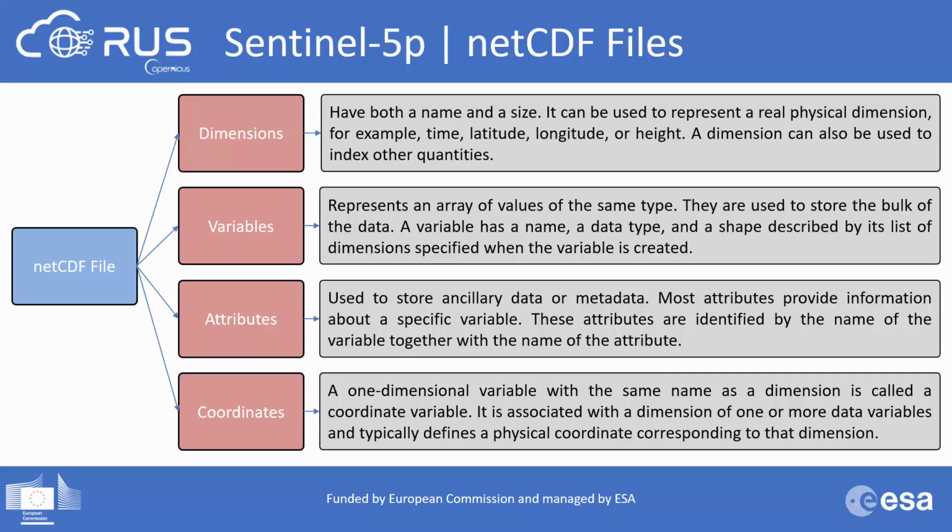The variables in a netcdf file are where we will find the actual measurement. A variable represents an array of values of the same type. And as I said, variables are used to store the bulk of the data in a netcdf file. So it is in a netcdf variable where we will find the measurement, in this case of Sentinel 5P.